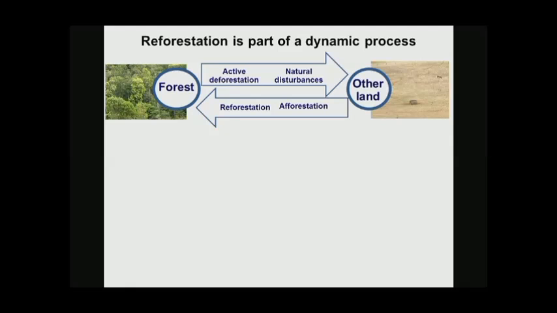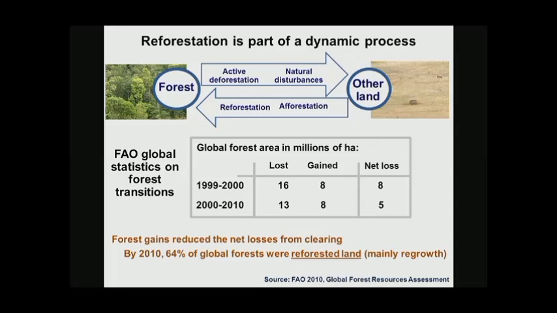And so the Food and Agricultural Organisation, which periodically now, I think it's every 2 years, produces forest resources assessment reports. In their 2010 report, globally they estimated that 16 million hectares were lost between 1999 and 2000. That's deforestation. 8 were gained from reforestation of various forms and afforestation, and so there was a net loss, a net decline in forest area of 8 million hectares. And then we have somewhat similar figures in the period 2000 to 2010.